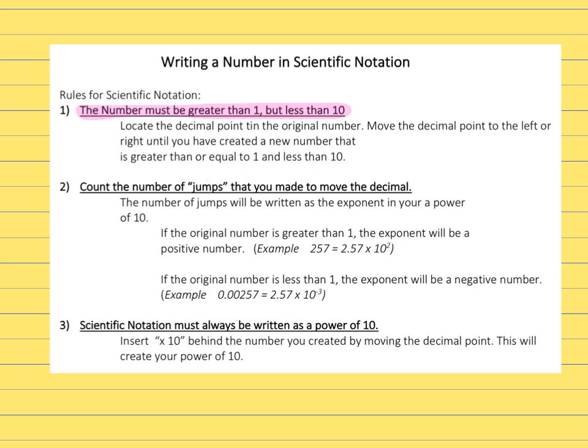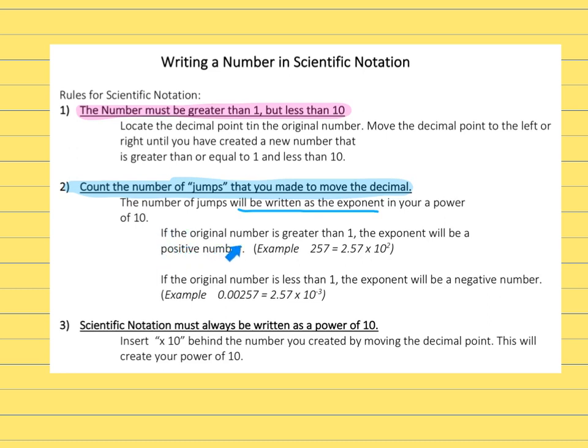Second thing you need to do, count the number of jumps that you made when you move the decimal. I know that's something that people have said from elementary school. You count the number of jumps or the place value positions that you move your decimal point. That number of jumps will be written as your exponent. So I'm going to underline that. That will be written as the exponent, however many times you've moved the decimal point.